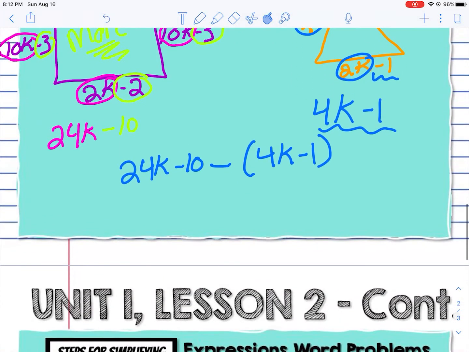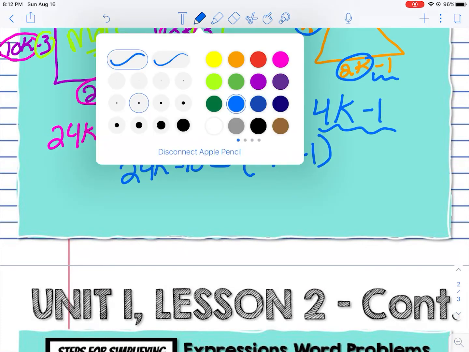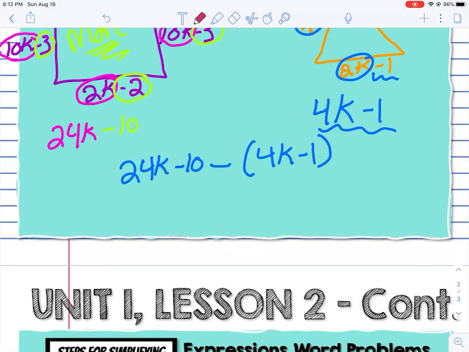And what might even be a better way to do this problem is if we line this one up in a column. So I'm writing the same things, I'm just getting different colors so that we can differentiate here. Okay, so what if we have 24K minus 10? That's the perimeter of our rectangle. Subtract the perimeter of our triangle. Let's try it like that.